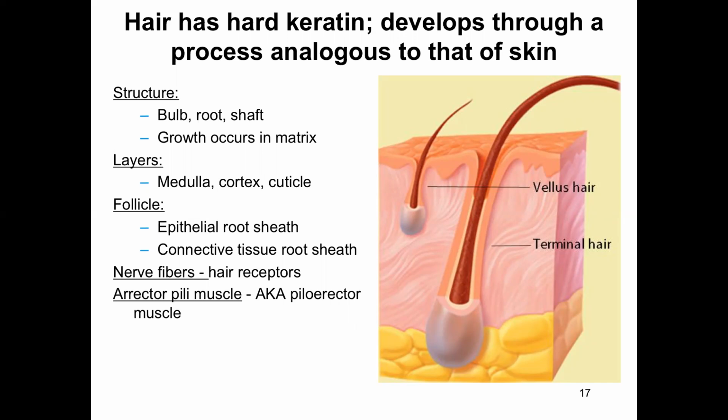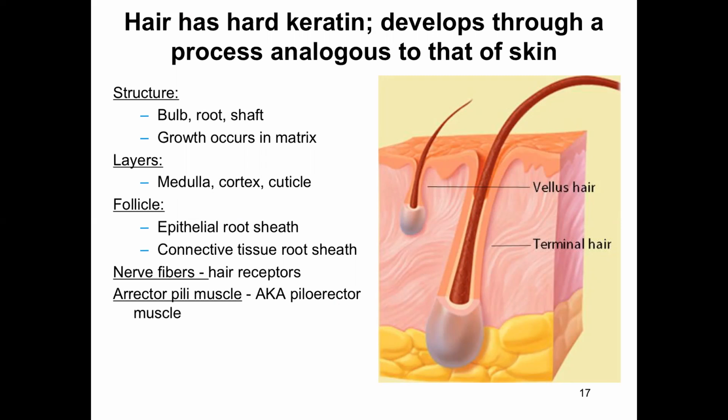Then there's a muscle attached to the hair itself, and that is called the erector pili muscle or the piloerector muscle, depending on who you read. It's the same thing. It's a smooth muscle, and it's the one that pulls your hair and makes it stand on end when you're cold, right? So the idea here is to trap a warm layer of air above your skin to help keep you warm when it's cold.